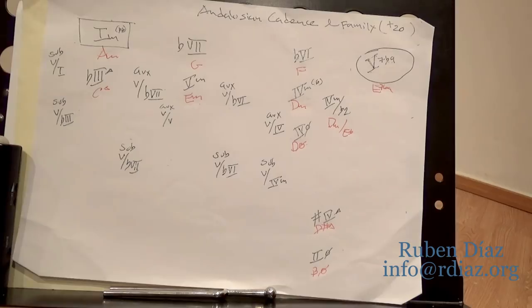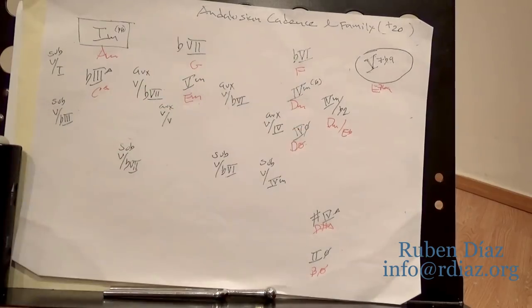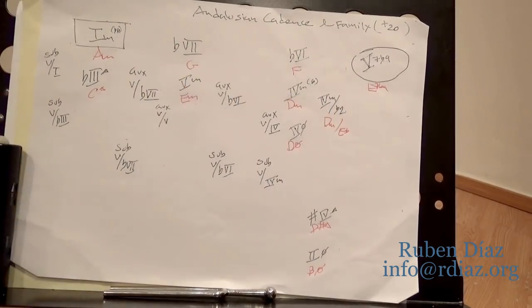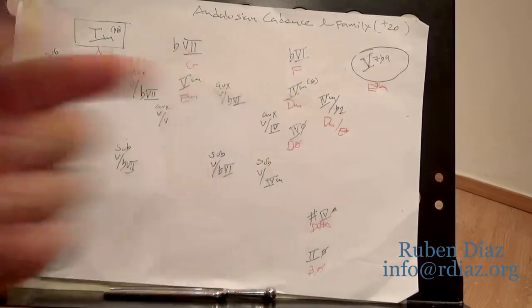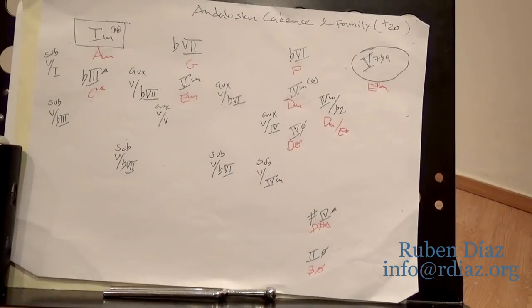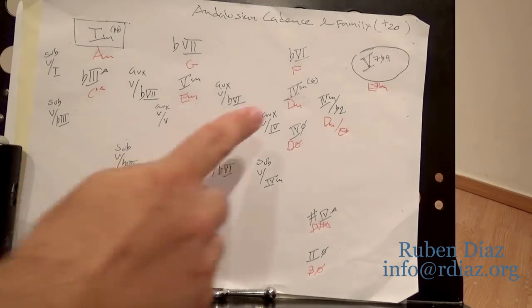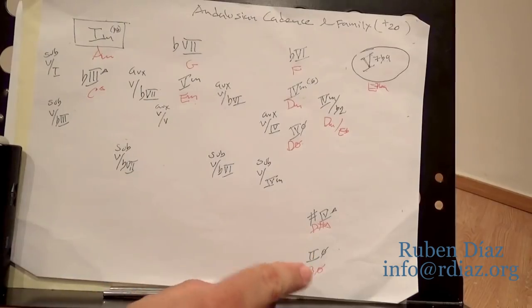Seconds of diminished, fourths of diminished. And then of course the 4 minor with the. Very important, because in the progression generally this 4 minor and flat second and 5 7 9 is done that way progressively. But there are more ways.